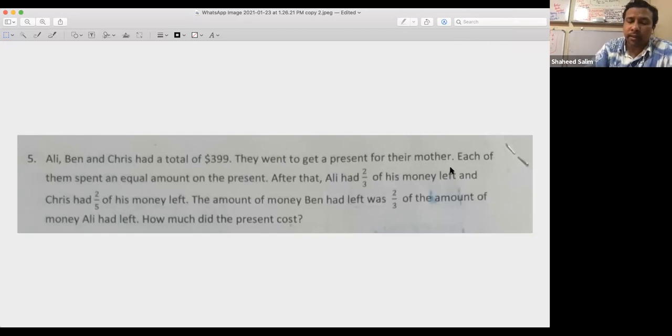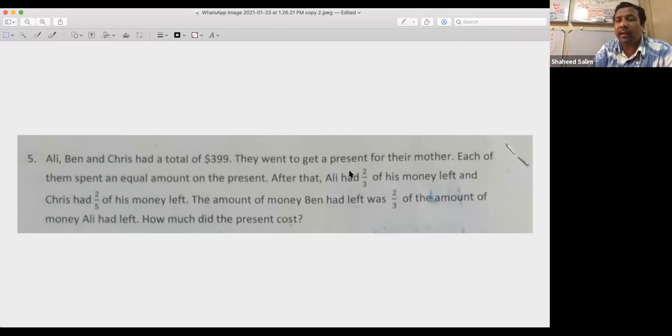So unless the question is talking about something else. But this is where I'm worried if there is a mistake. Then we waste our time to find out about something that is a mistake question. Let's see. Each of them spend an equal amount of money on the present. Let's assume. All right? On the present.